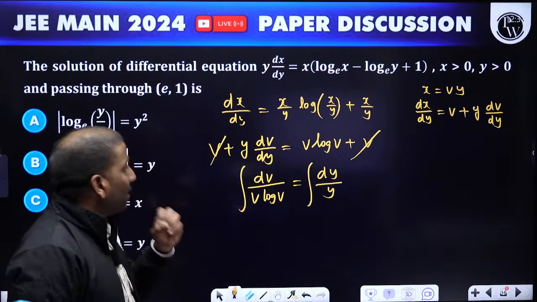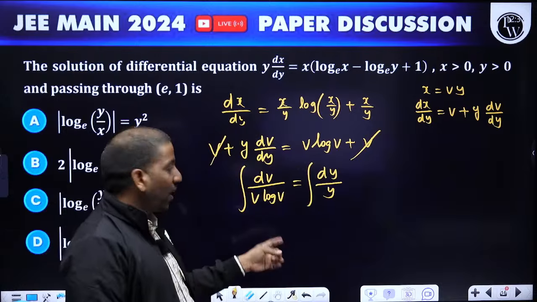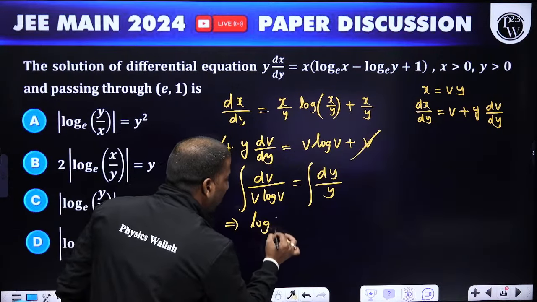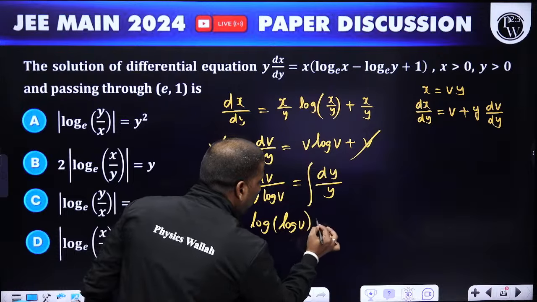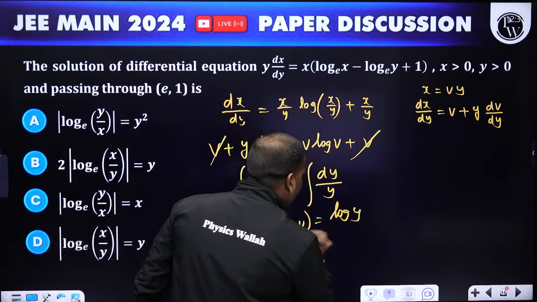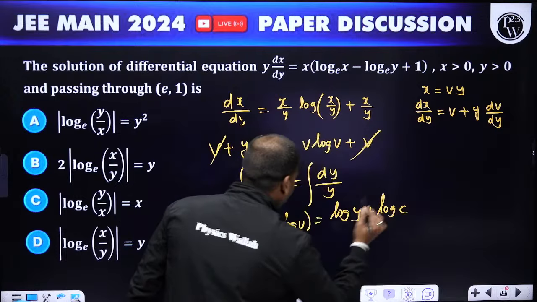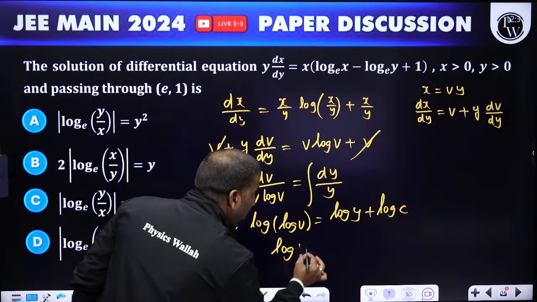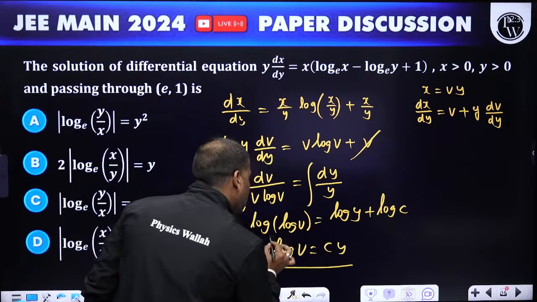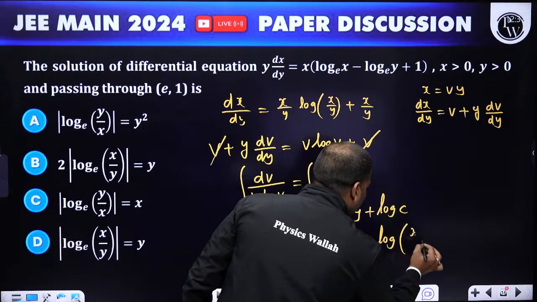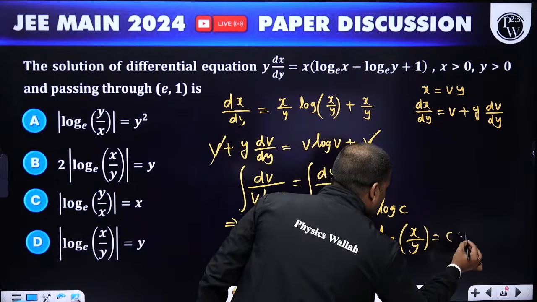Yes. Log y derivative is 1 by y. So, derivative of log v is here. So, that means this is nothing but log of log v, which is equal to log y. Everything is coming in terms of log. Let us write log c. So, log v is equal to c y. So, what is v? So, log x by y is equal to c y.